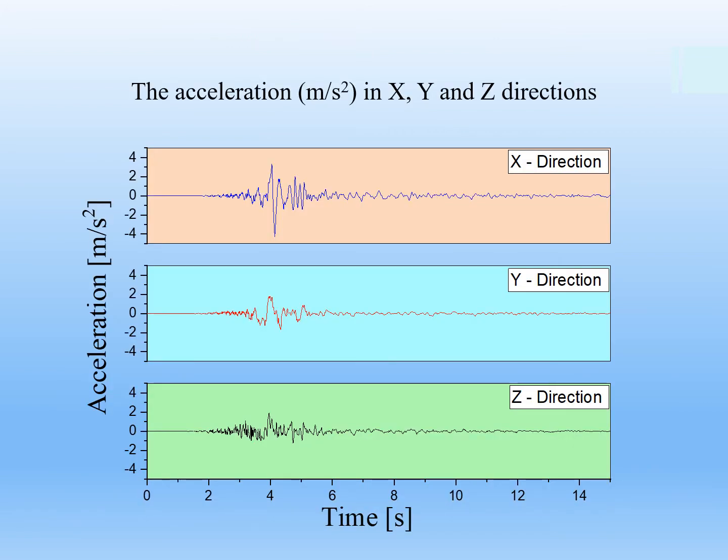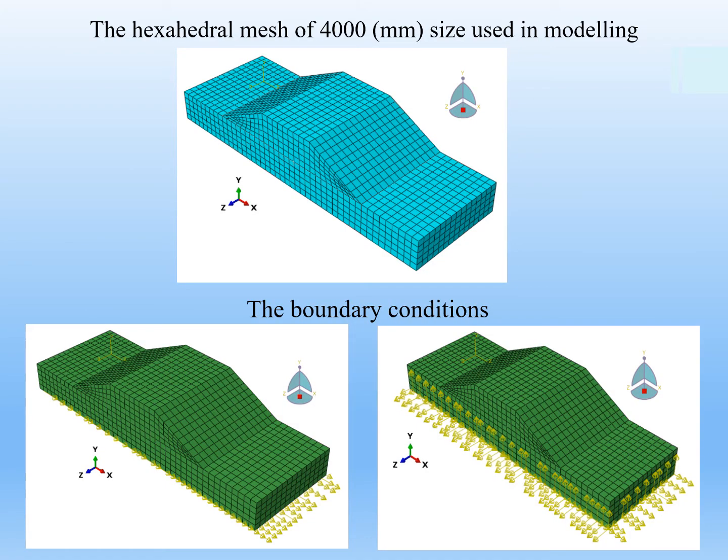The seismic load based on the acceleration is in the three-directional X, Y, and Z direction. Each direction has different behavior. If you use just X direction, the result it will not be same. And in the modeling, hexahedral mesh of 4000 millimeter size selected for the modeling, and the boundary condition.